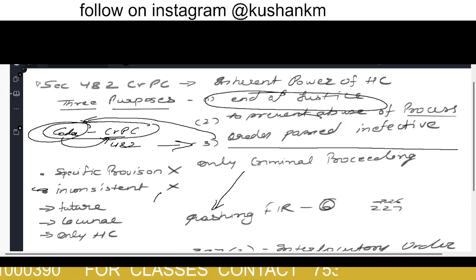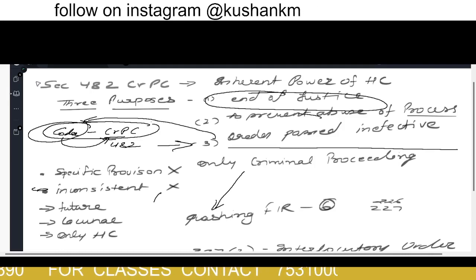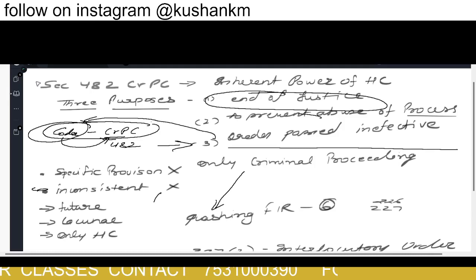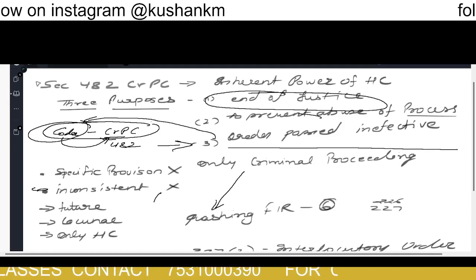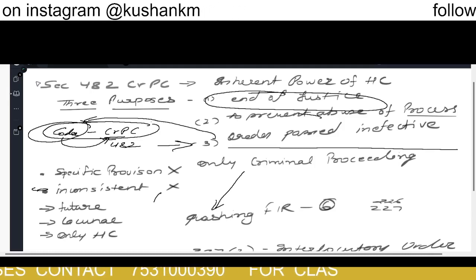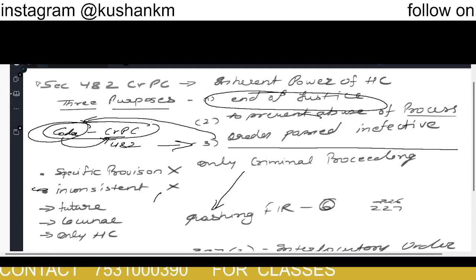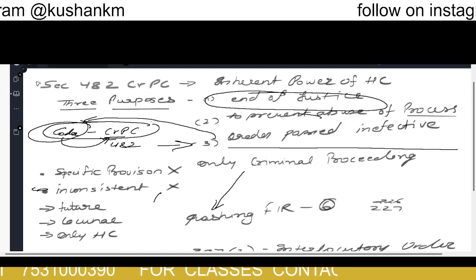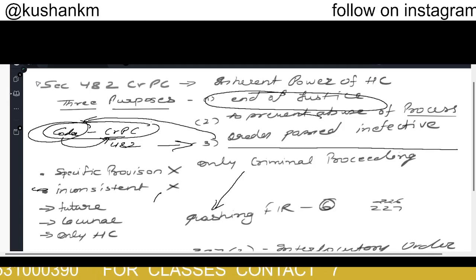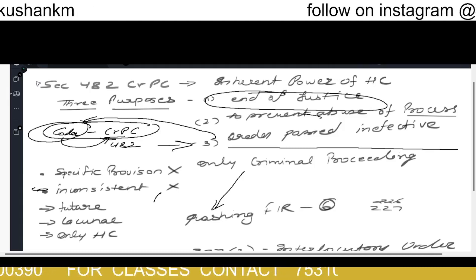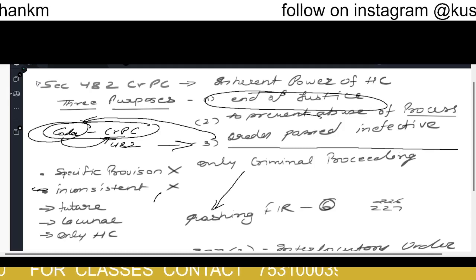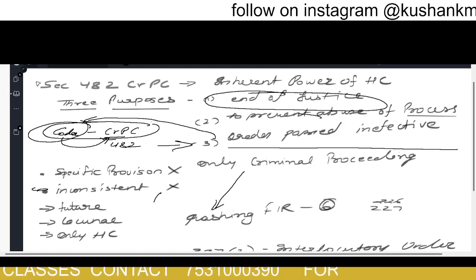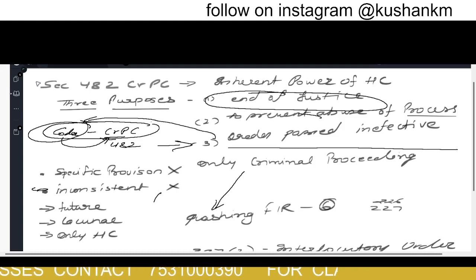Similarly, when allegations are made against you in an FIR and those allegations are so absurd or inherently improbable, on the basis of which no prudent person can ever reach a just conclusion that there is sufficient ground for proceeding against the accused, in that scenario also you can approach the High Court and get your FIR quashed. There are certain reasons or certain ways in which you can approach the High Court to quash your FIR.